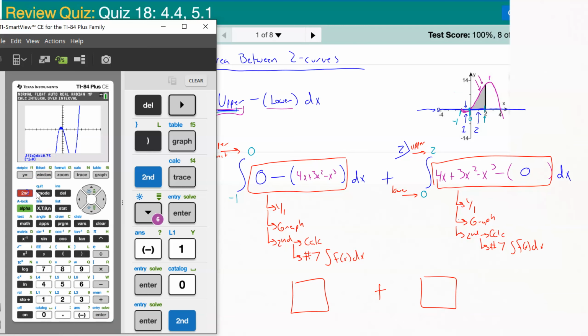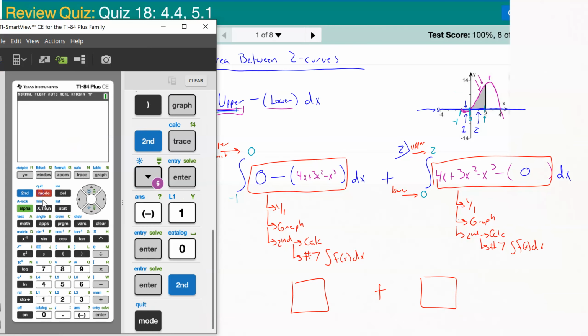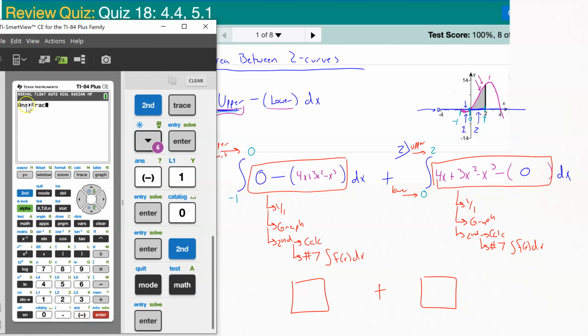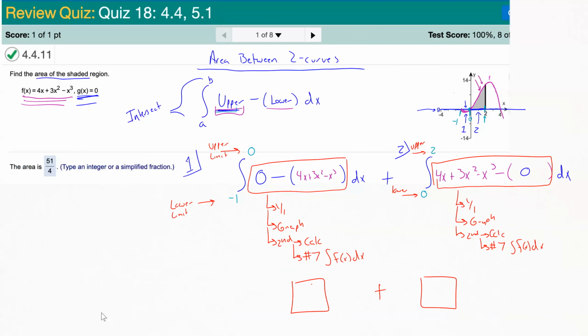So right now, if it wasn't just a simple little decimal and you needed to get it as a fraction, you can come in and go math and then number 1, frac. And it's going to grab our answer, which is that 0.75 that we saw, and it'll turn that into 3 over 4 for us. So we have 3 over 4 right here.